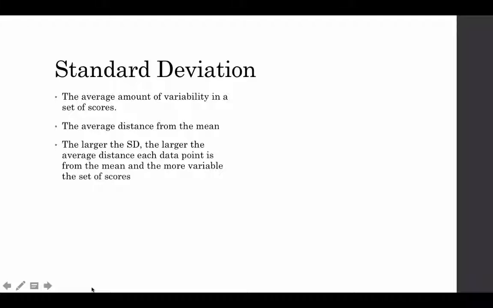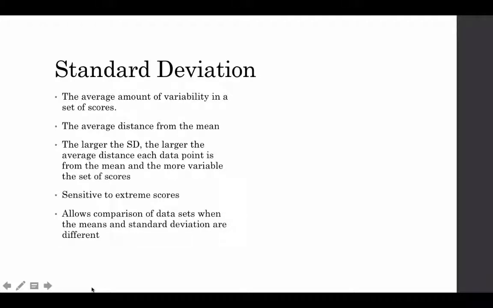We're going to get to that, I promise. This is the one area where it's going to be very, very, very sensitive to these outlier scores I keep talking about. And we're going to see an example of that in just a moment. Using the standard deviation allows us to compare data sets when the means and the standard deviation are different.